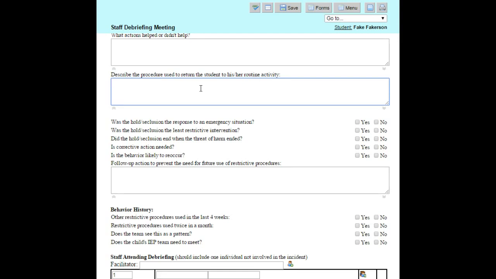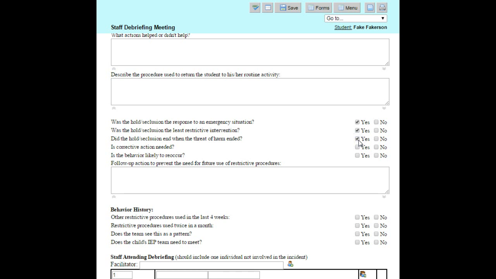This next section is a series of yes and no questions, most of which should have already been reported in the use of restrictive procedures physical holding form. Here, the team will answer whether or not the hold was in response to an emergency situation, whether or not the hold was the least restrictive intervention, and if the hold ended when the threat of harm ended.